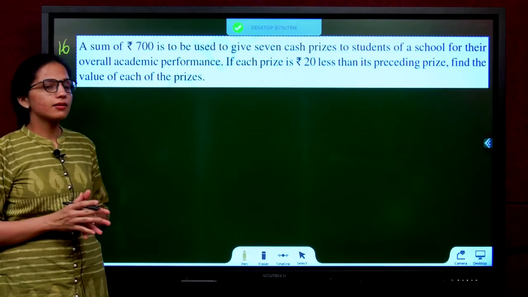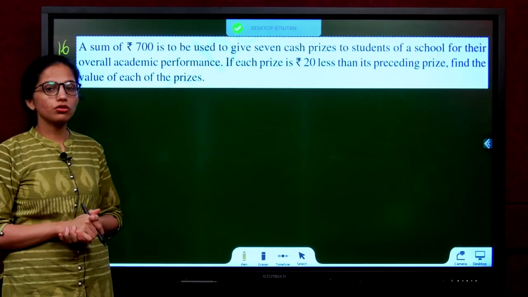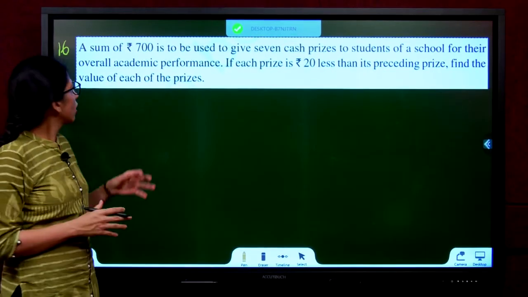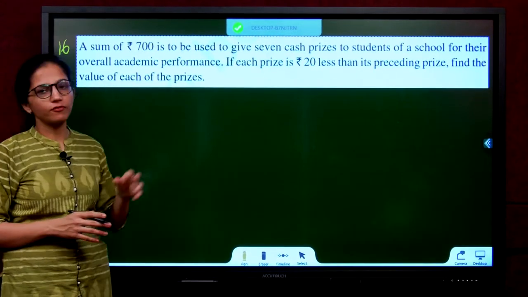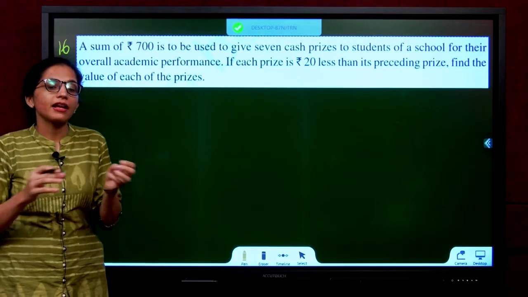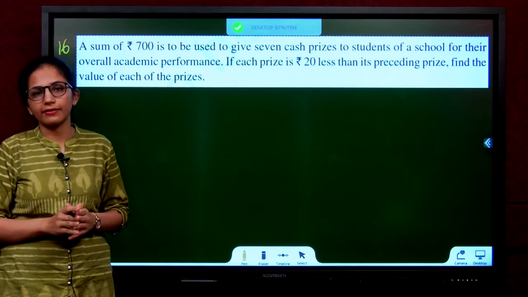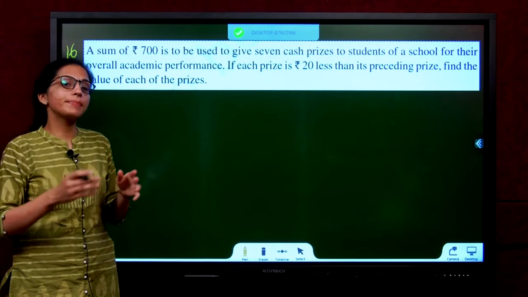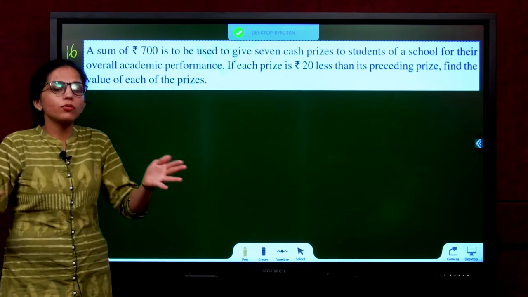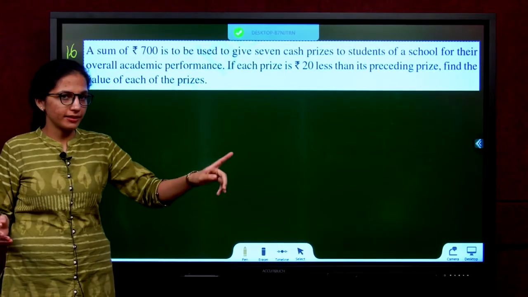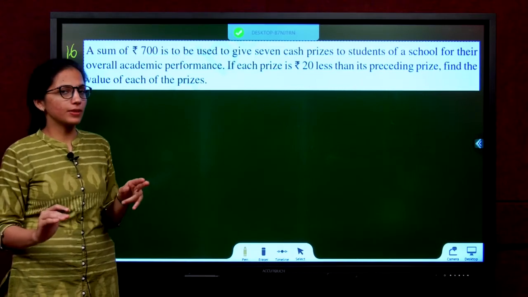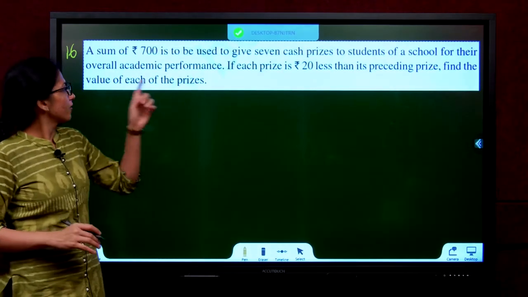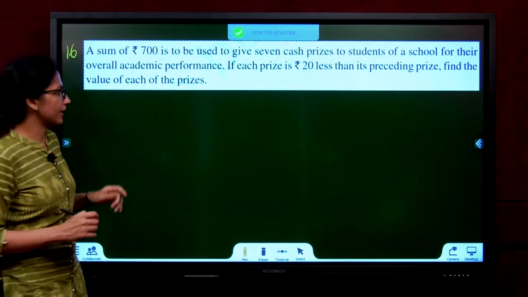Question 16. A sum of rupees 700 is to be used to give 7 cash prizes to students of a school for their overall academic performance. I have 700 rupees and I have to give it to 7 students based on their rank. If each prize is rupees 20 less than the preceding prize, everyone won't get the same amount. First prize will get some money. Next, second prize will get 20 rupees less than the first prize. Third prize will get 20 rupees less than the second prize. Find the value of each of the prizes.